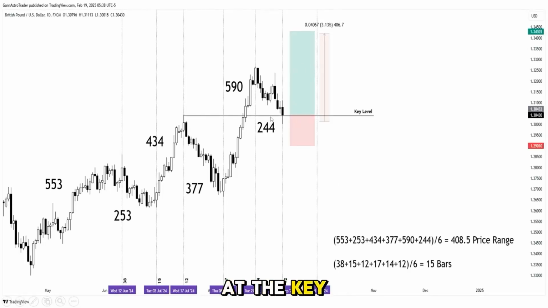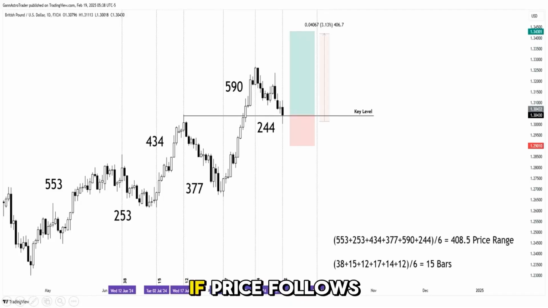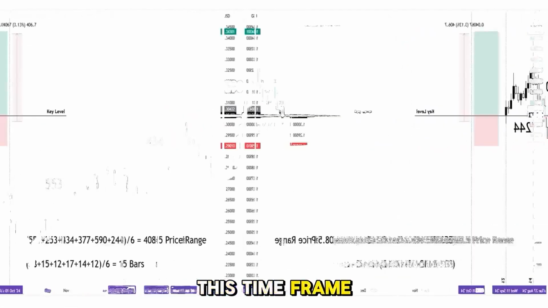We will enter at the key level, placing our stop loss below a significant low to protect against potential downside risk. Our target will be the 408.5 pip range, aligning with the measured price movement. We anticipate this move to be completed within 15 bars, based on the calculated average time interval. If price follows the expected trend and momentum remains strong, it should reach our target within this time frame.